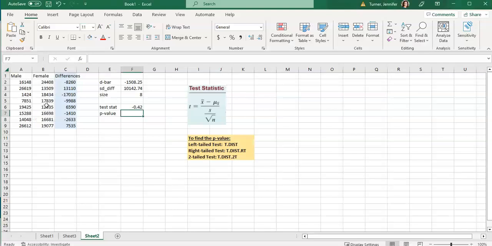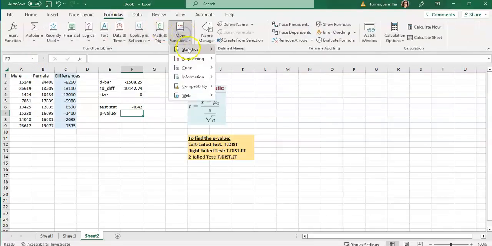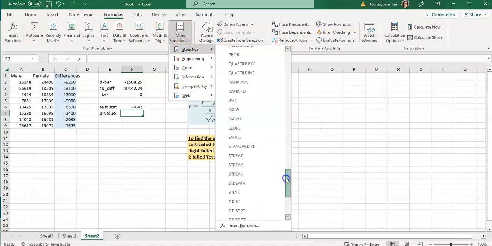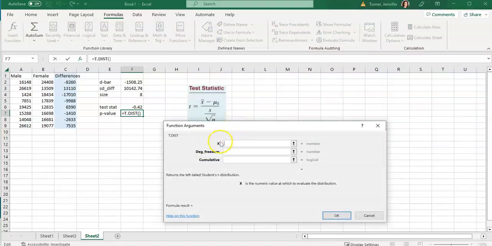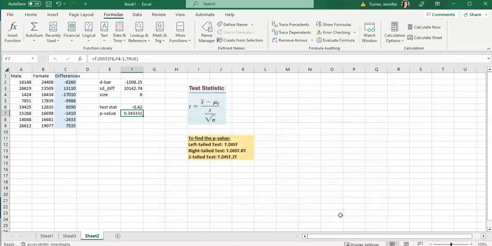So for my p-value, I'm going to go to Formulas, More Functions, Statistical, and I'm going to go down until I find T.DIST right here. For the x in the options they want here, that's going to be the test statistic. So I'm going to click on the test statistic right here. For the degrees of freedom, remember that is n minus 1, the sample size minus 1. So I can click on the sample size and then subtract 1 from it. And for cumulative, we always type TRUE because we do want the whole cumulative area in the whole left tail. We click OK. So the p-value is this number right here, 0.3433, etc.